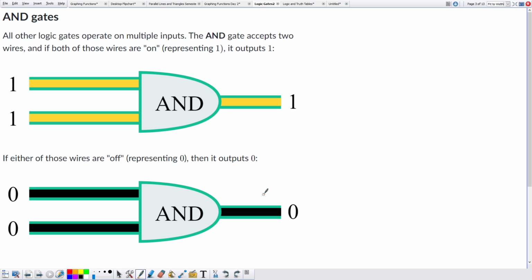Continuing onward, we have the AND gate. It's got this flat part on the left and then curves around along the right. The AND gate is just like the logical AND. It accepts 2 different wires, and if both of them are on, the output will be 1. If either of the wires is off, representing the 0, then your output will remain 0 or off.